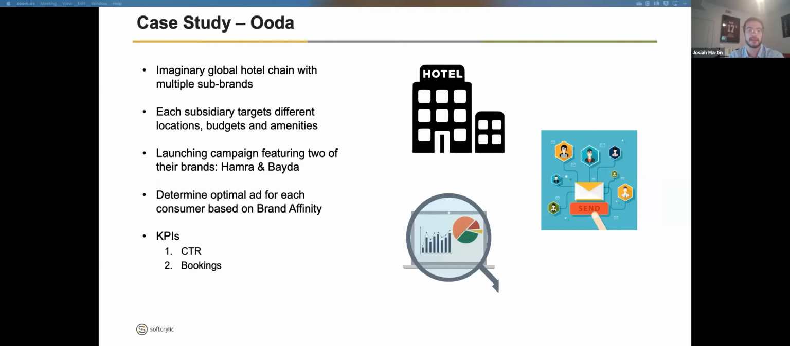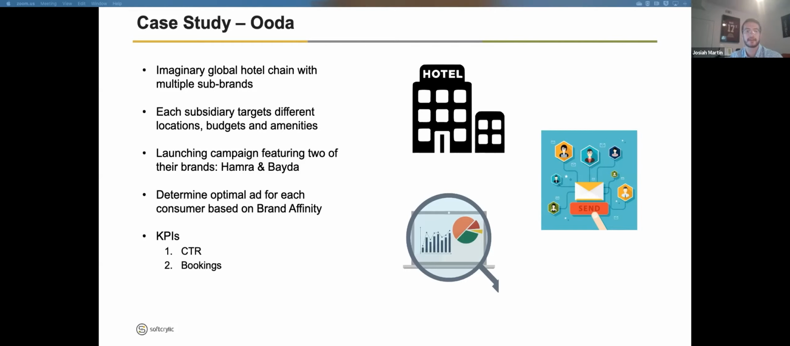In this case study, we're going to take a look at an imaginary company, Ooda, and they're in the hospitality industry. So they're an international hotel chain with multiple sub-brands or subsidiaries who each have their own target audience, right? Based around things like budget or location, or the amenities that the particular customer prefers.